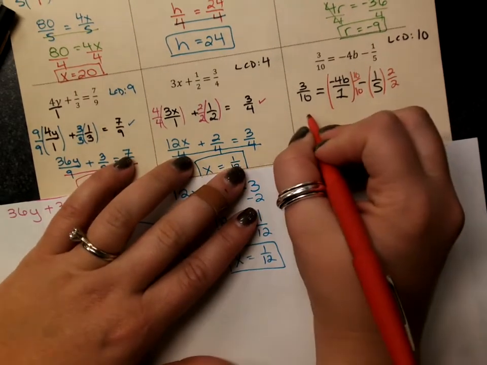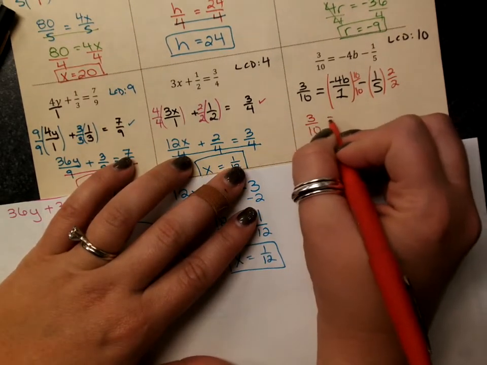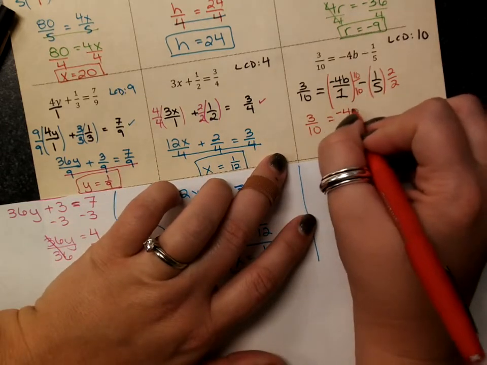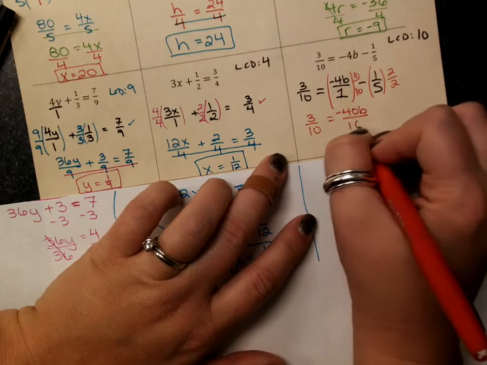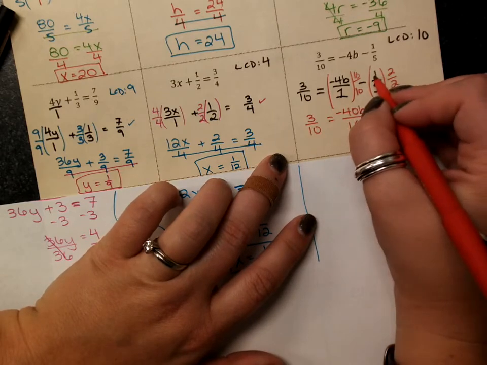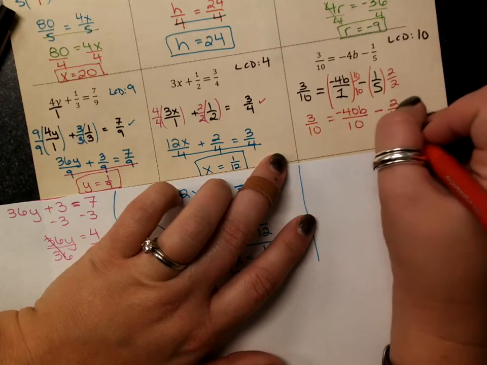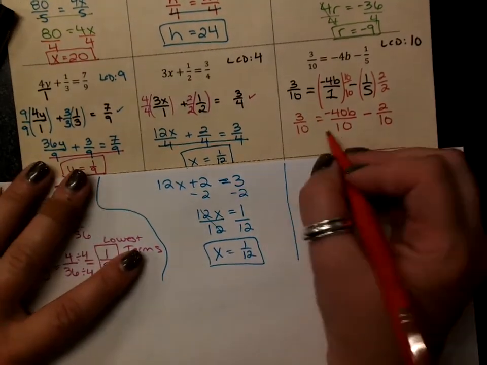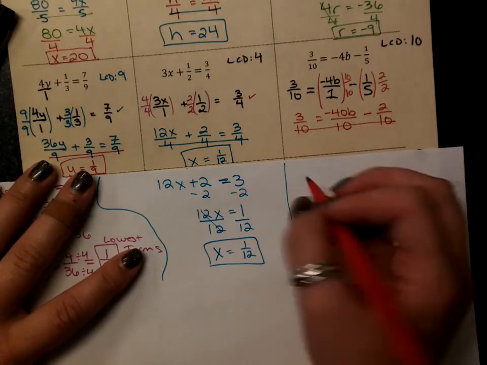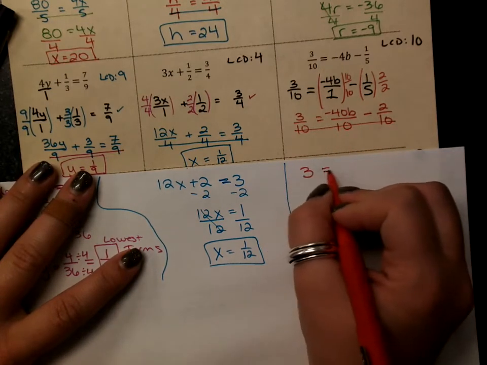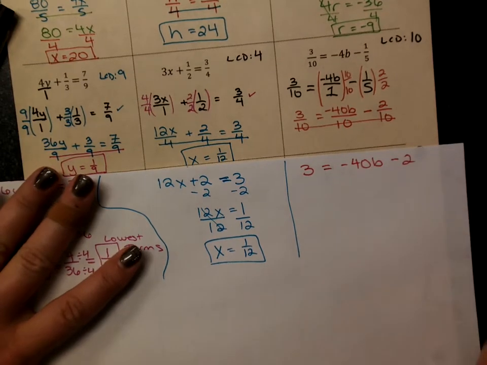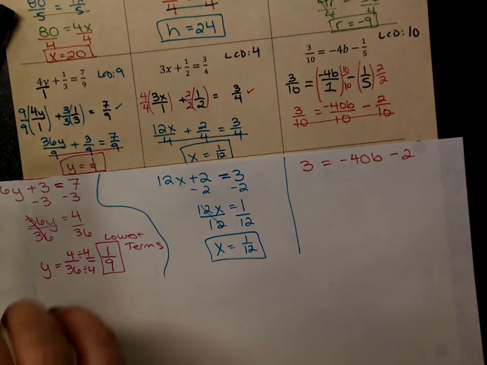So we clean that up. We get 3 over 10. Negative 4b times 10 is negative 40b over 10 minus 2 times 1 is 2 over 10. So we'll carefully work through that. Now that they're all over 10, we can eliminate the denominator. It gives us 3 equals negative 40b minus 2. And then we'll use our solving skills from there.